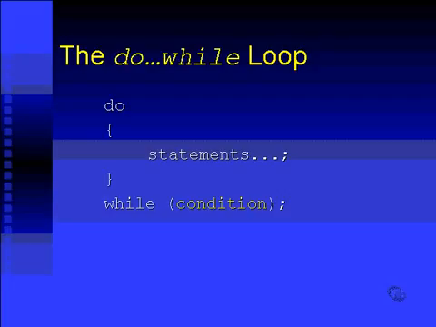Notice here that the statements will get executed before any condition is ever evaluated. Whereas with the original while loop, you had to evaluate the condition first, and the condition could be false at the beginning. So it was possible to never execute the statements at all. Well, with the do-while loop, you must execute the statements once.